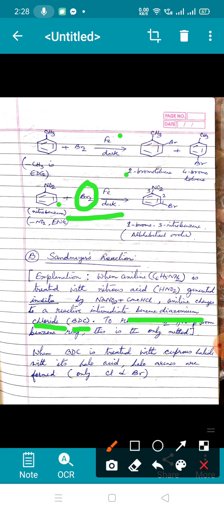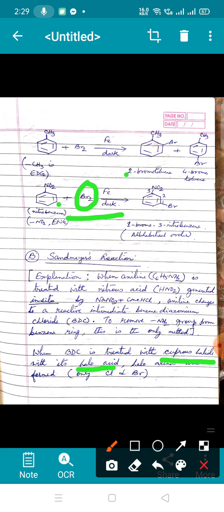Now this benzene diazonium chloride is a very important intermediate, because if we want to remove this NH2 from the benzene ring, this is the only possible way by which we can remove this NH2 group, by converting it to BDC. So when BDC is treated with cuprous halide, remember copper has two oxidation states, +1 and +2. The +1 state is called cuprous state, the +2 state is called cupric state. So here we need cuprous halide together with the halo acid.